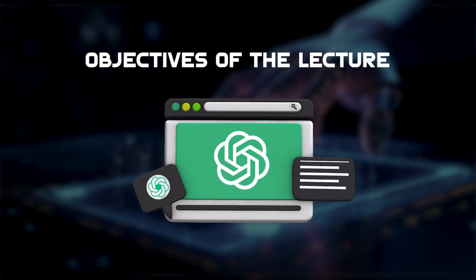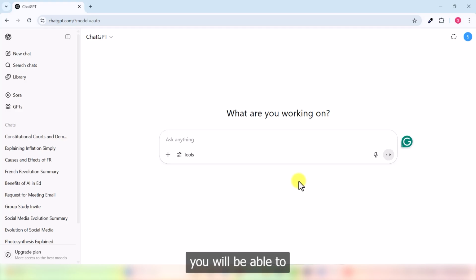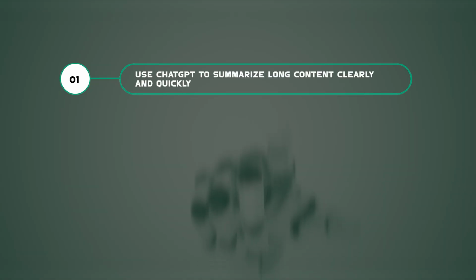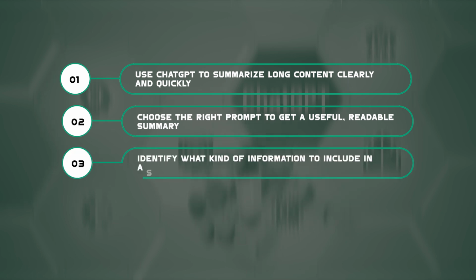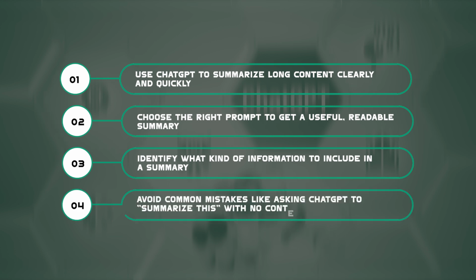Objectives of the lecture. By the end of this lecture, you will be able to use ChatGPT to summarize long content clearly and quickly. Choose the right prompt to get a useful, readable summary. Identify what kind of information to include in a summary. Avoid common mistakes like asking ChatGPT to summarize this with no context.